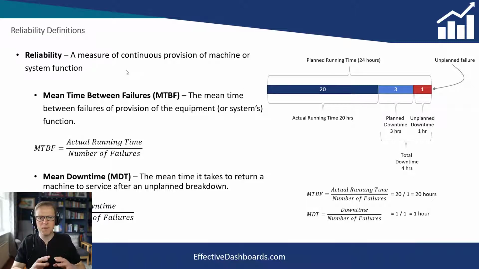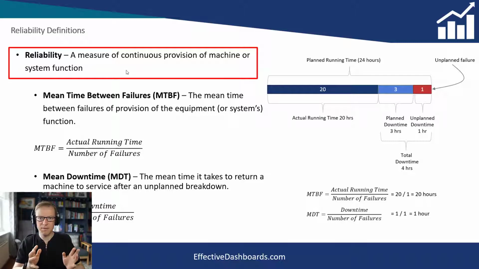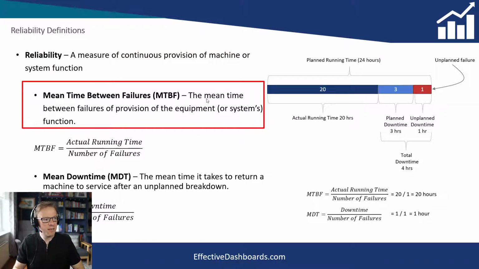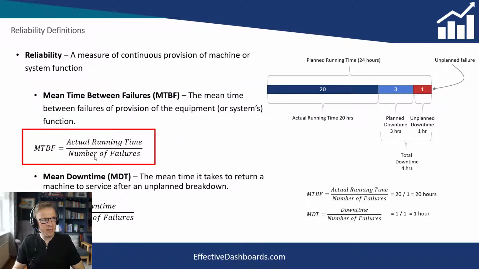We're going to first of all focus on reliability. Reliability is a measure of the continuous provision or service of the machine, or it can be at a system level. It really measures how long we can expect the machine to run for and deliver the function that it's designed for, so pump fluids or provide power, without it failing. Mean time between failure, MTBF, is calculated using the actual running time divided by the number of failures over that period of time.